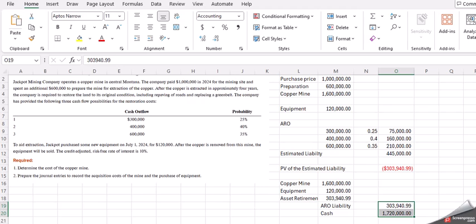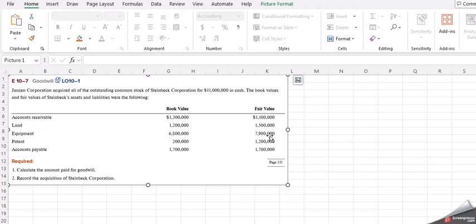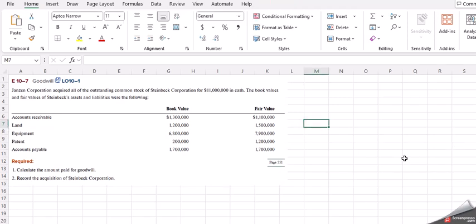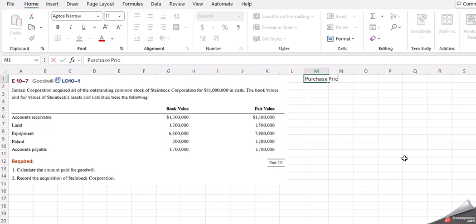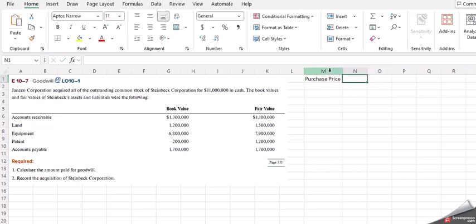All right, then we move on to our next one. So then here we have goodwill. So we've acquired all of the outstanding common stock of the Steinbeck Corporation for $11 million in cash. The book values and the fair values of Steinbeck's assets and liabilities are shown below. So if we have our purchase price, it is $11 million.